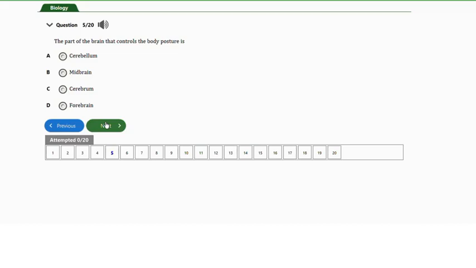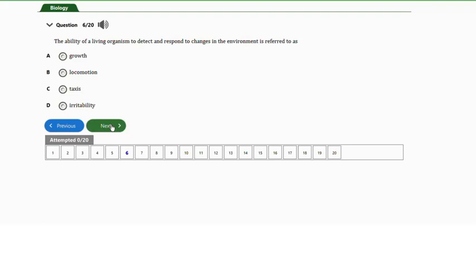Question number 5 says, the part of the brain that controls the body posture is A, cerebellum, B, midbrain, C, cerebrum, and D, forebrain. So guys, the answer to this question is cerebellum. The cerebellum is the part of the brain that is responsible for motor control. It controls the posture and movements as well.